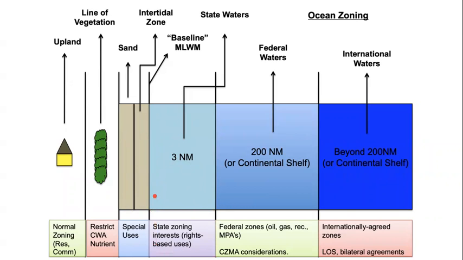But the state has a lot of rights when it comes to the first 3 miles from this baseline. And so there are state zoning interests and rights-based uses. This is getting really important today. It's not just resources. And historically, this came from the Submerged Lands Act, which came out of something called the Tidelands controversy in the United States.